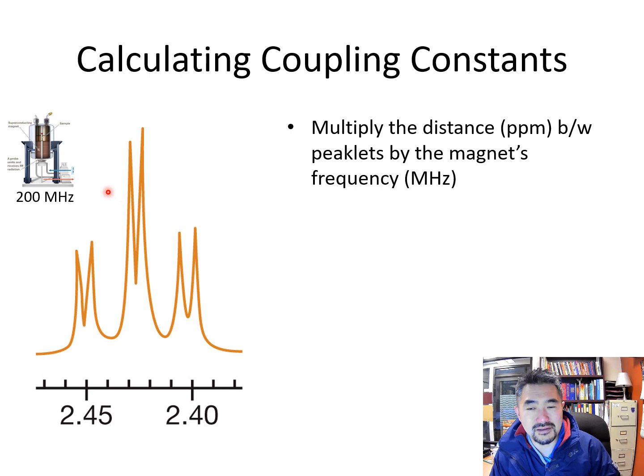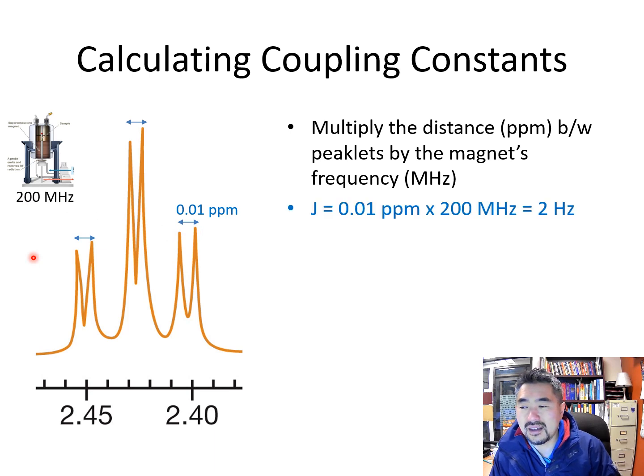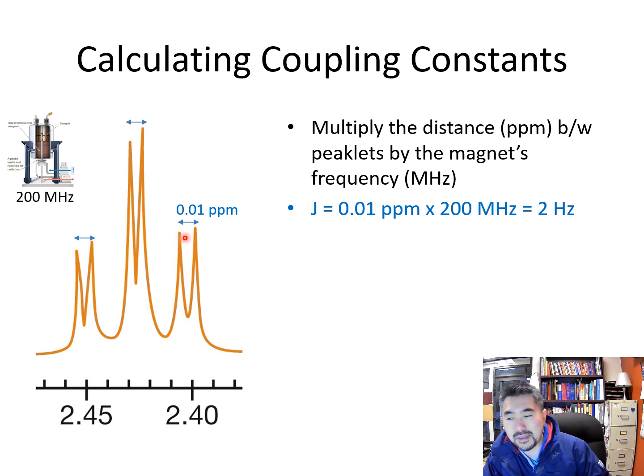If a particular signal is taken on a 200 megahertz NMR machine, and the split is, say, 0.01 ppm, then the coupling constant, in other words, how much is shared between the two signals that are coupled or adjacent to each other, is 2 hertz. You multiply that by the magnetic frequency, and you get your coupling constants. The other way to think about this is that you get the 0.01 ppm separation by dividing 2 hertz by 200 megahertz. That's how you get 0.01 ppm.